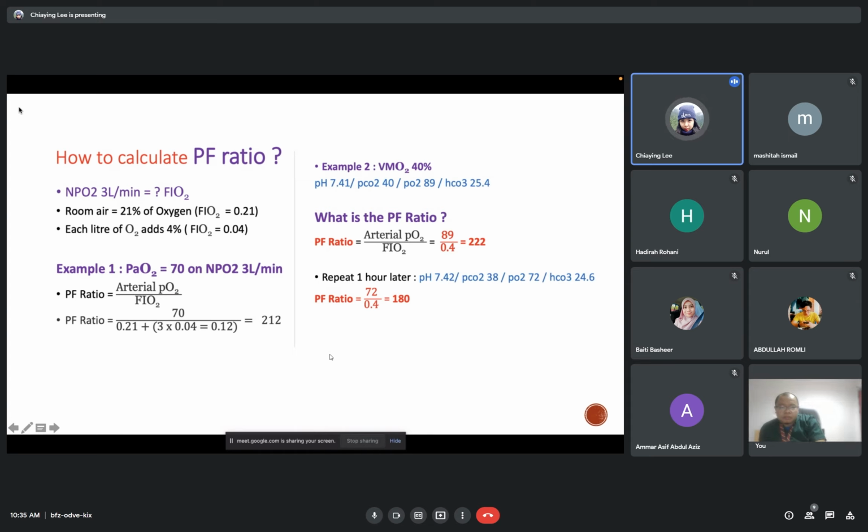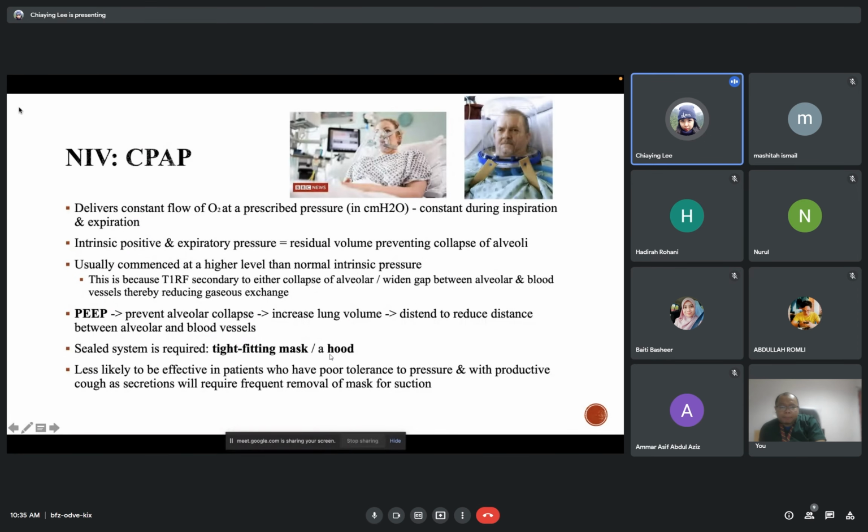Okay, so normally we see in the ED, most of the patients require an IV. I'll touch a little bit on CPAP, BiPAP, and high-flow nasal cannula. Okay, so CPAP is continuous positive airway pressure. It delivers a constant flow of oxygen at a prescribed pressure, which means the pressure is constant during the patient's inspiration and expiration. This constant pressure creates the residual volume to prevent your alveoli from collapsing.